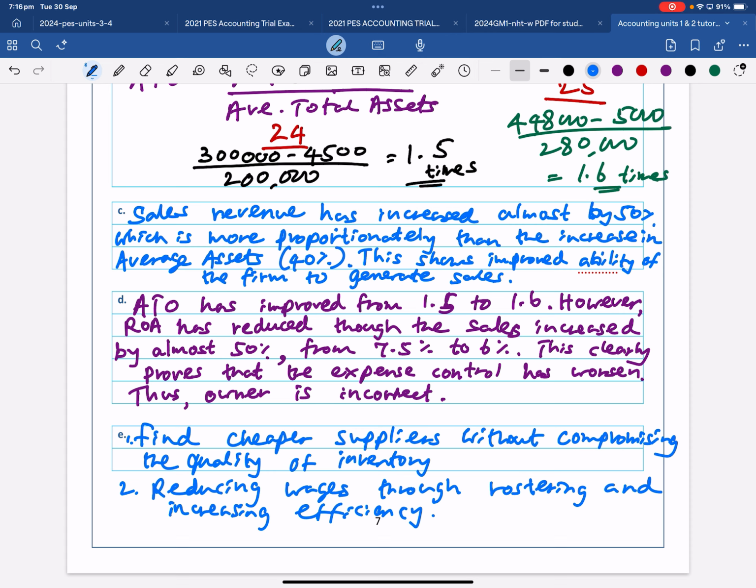What's rostering? Rostering means, basically, the employees and the way they work, their schedule. It's a roster.